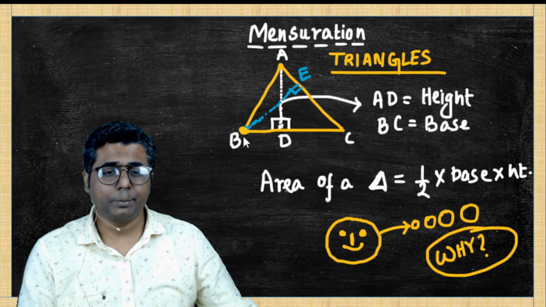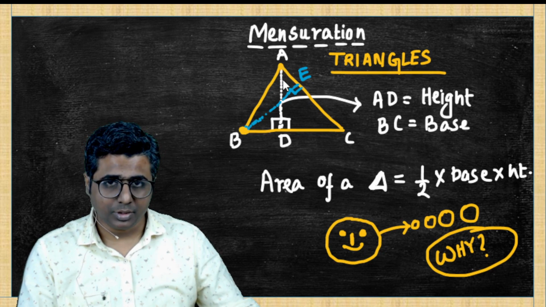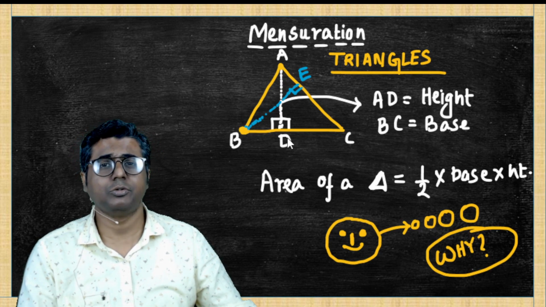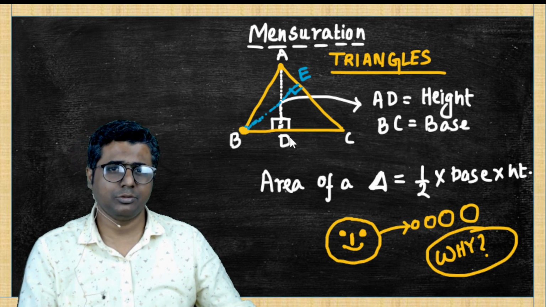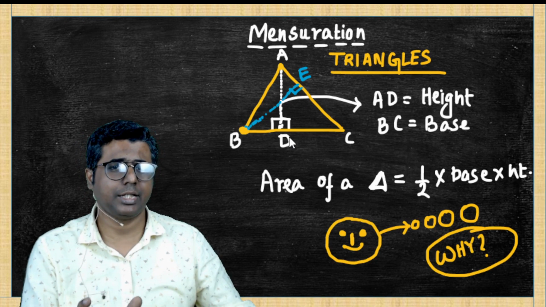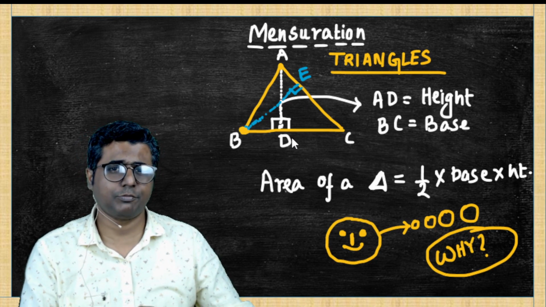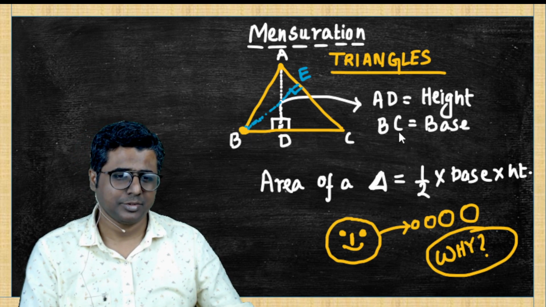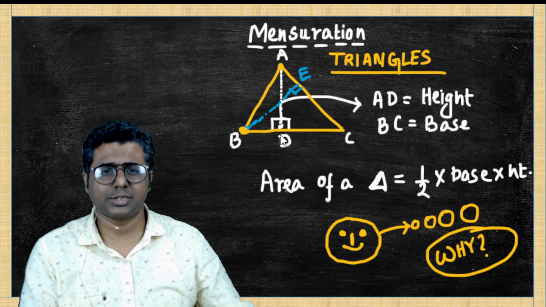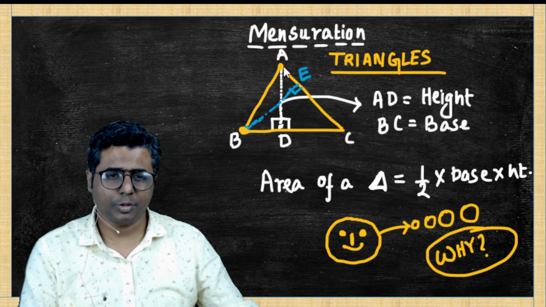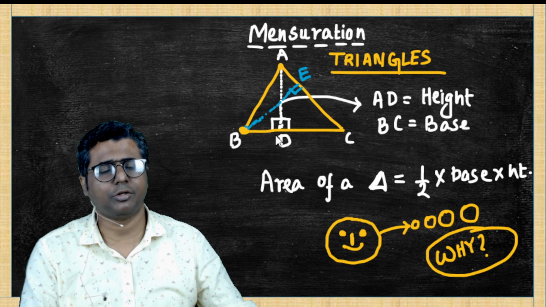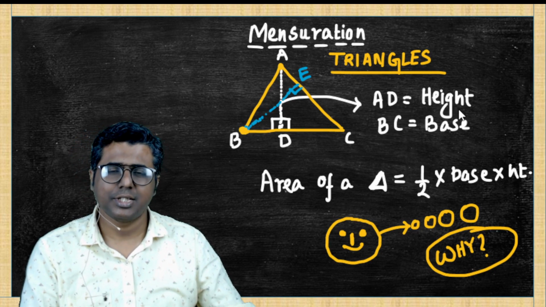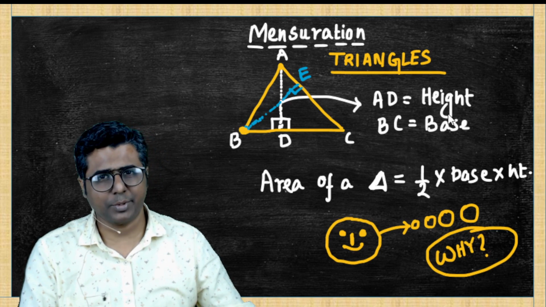The base is BC, because the height that has to be taken should be perpendicular to the base. Okay, the height, which height you will take? The height that is perpendicular to the base. So first of all you have to select the base. So I have selected the base as BC, and opposite to that base there is a vertex, that is A. From there I have dropped a perpendicular on BC which is named as AD, and so my height is AD and BC is my base.